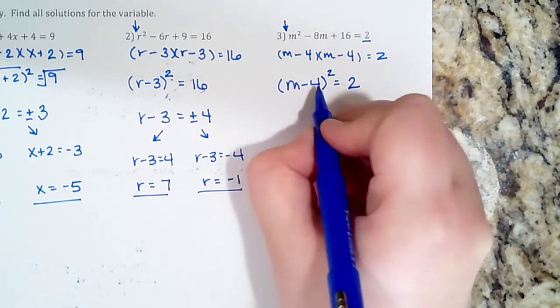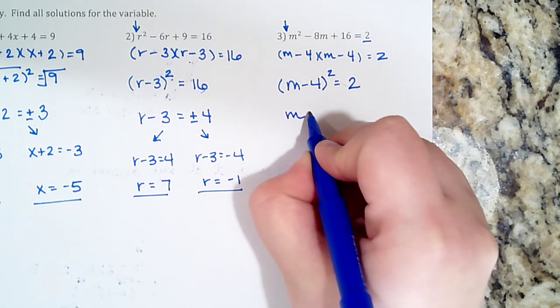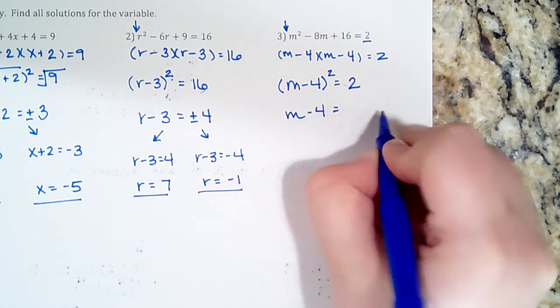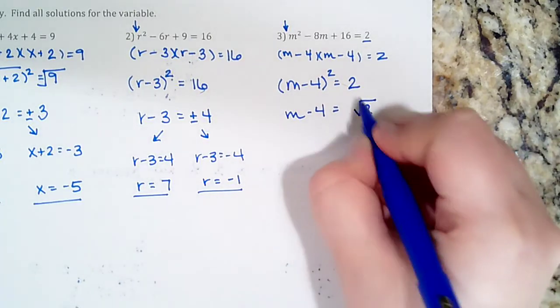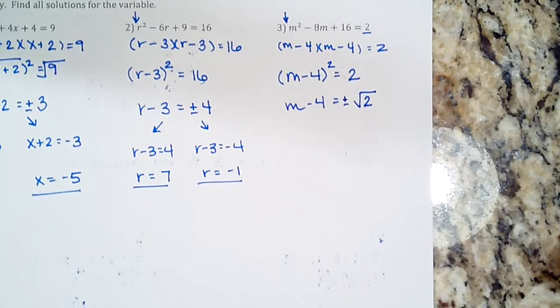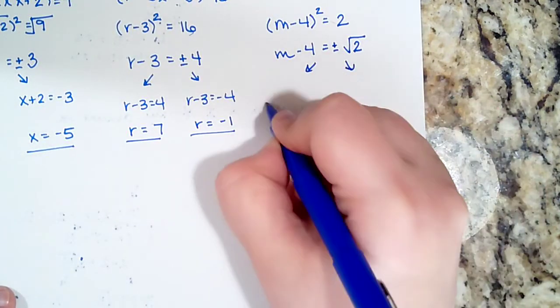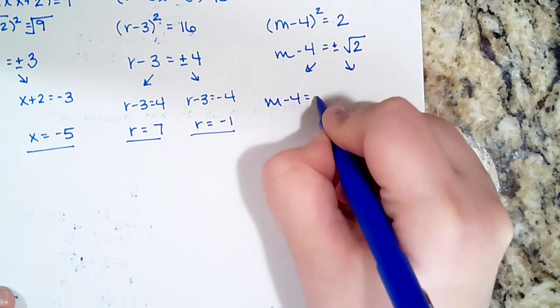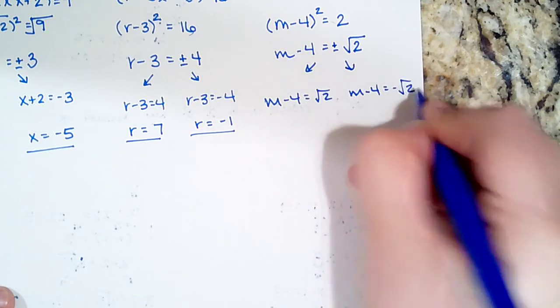So I am going to take the square root here, and I'm not going to show that step just because I don't want to rewrite it. But m minus 4 equals the square root of 2. Notice since it's not a nice one, we just leave it in the root. I still have to bring into account that positive and that negative. All right, last step, two solutions. M minus 4 equals root 2. M minus 4 equals negative root 2.